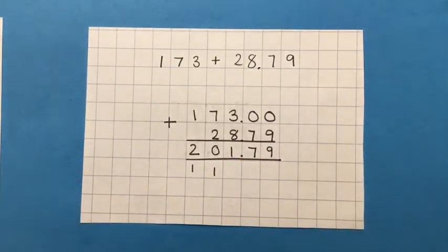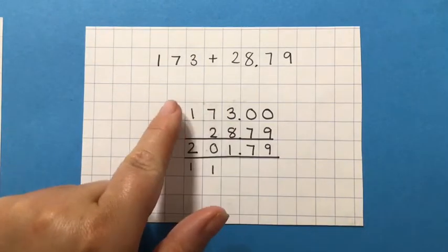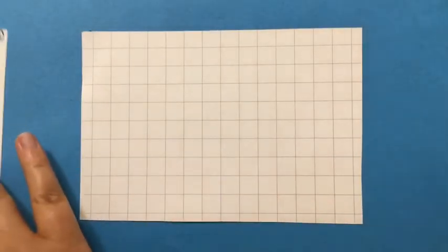Okay, 201.79 would be the answer to that one. Okay, the addition one's a lot easier than the takeaway. The takeaway, you've got to really think about the stealing process and how to go from one to the other if you need to.